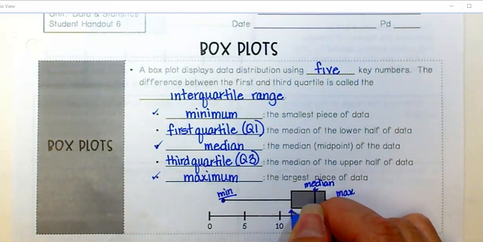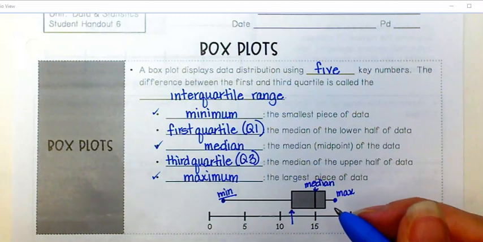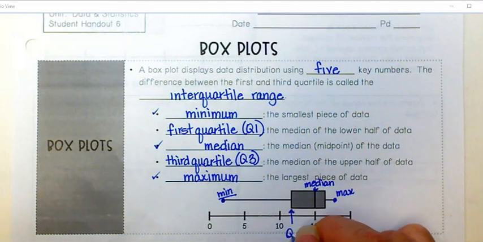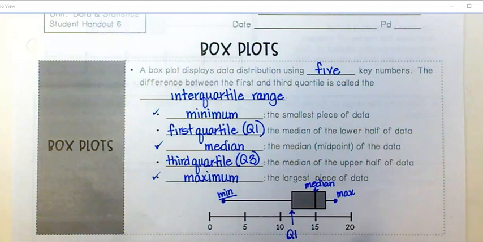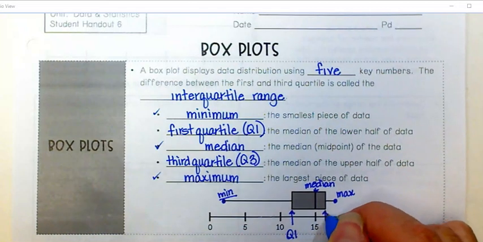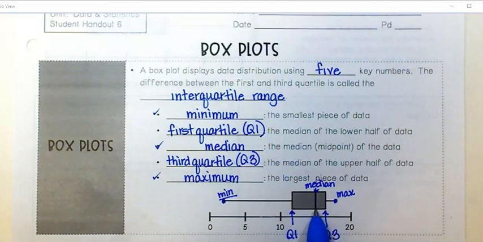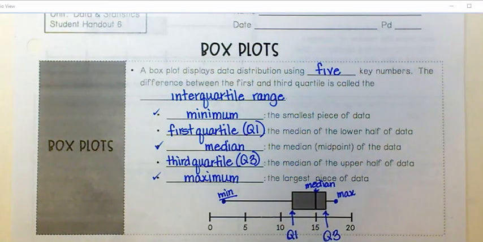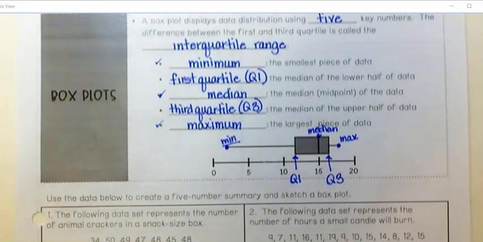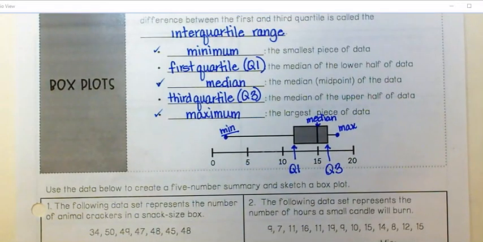This side of the box is quartile 1, which is basically the median of the bottom half of the data from here to here. And this is quartile 3, which is basically the median of the top half of your data. Okay. What can I tell immediately just looking at what we labeled?